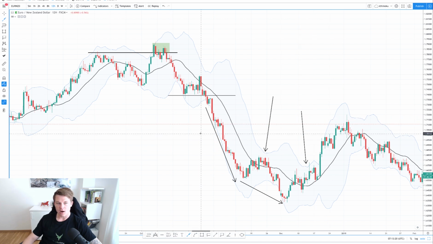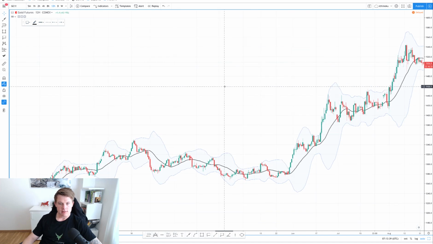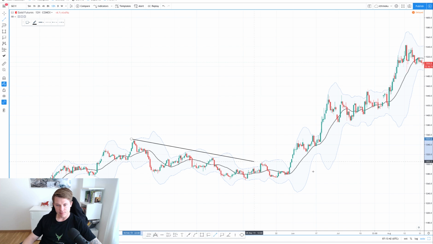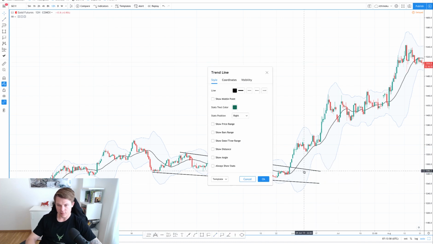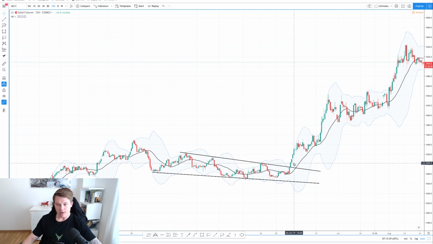So this is how you could use the Bollinger Bands in this example to just come up with a very, very thorough price analysis. Here's another very interesting example on gold. I call myself a pattern trader, whatever you associate with that. So here we do have a nice pattern with a channel or a wedge, however you want to call that. And then you can see we have a breakout here.